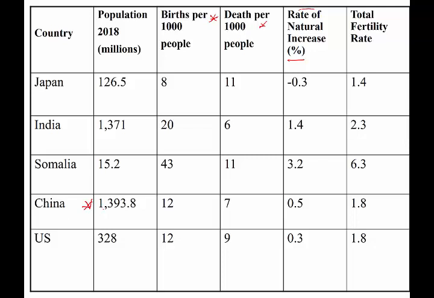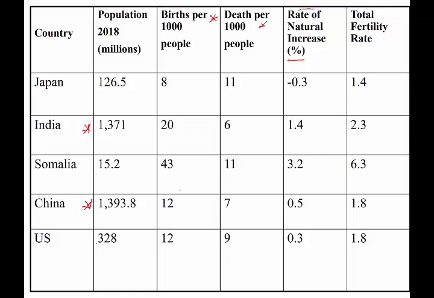China has 1,393,000,000 people. India, however, is a very close second at 1,371,000,000 people, so they're not that far behind. And then you'll see we've got the US at 328 million, Japan, and then Somalia, which is 15.2 million people.